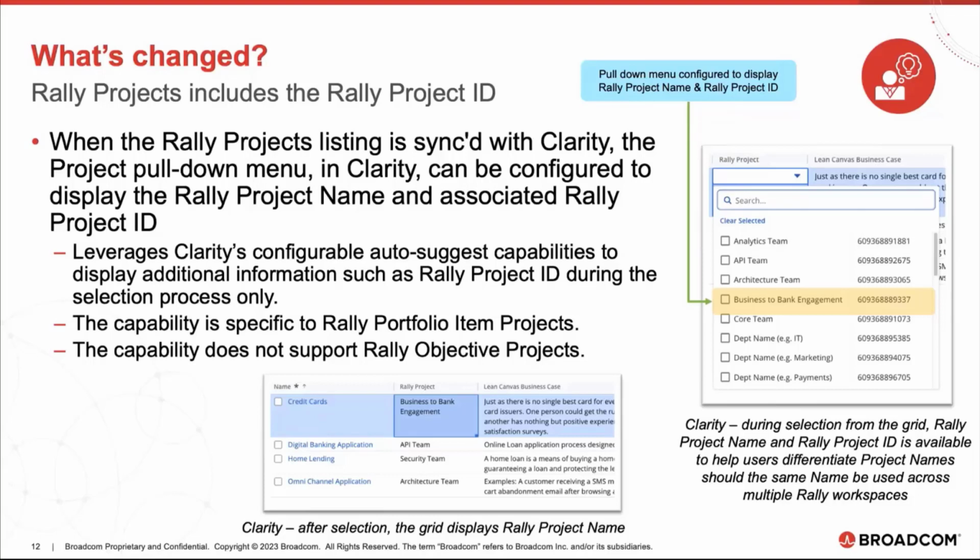This is an important update for customers that have multiple Rally workspaces where project or team names may be the same name in use across multiple Rally workspaces. The addition of that Rally project ID in the pull-down helps users differentiate between the project or team names in this situation. So given the requirement to deliver the capability as quickly as possible, we focused on limiting the capability to Rally's portfolio item projects. In other words, this capability in this release is not supported for Rally's objective projects.